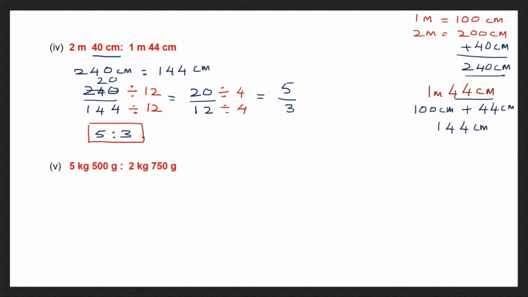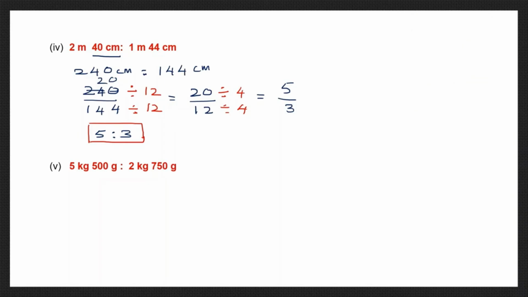Question 5. 5 kg 500 grams, 2 kg 750 grams. So let's convert them all to grams. So I have 5 kg and 500 grams. We know that 1 kg is 1000 grams, so 5 kgs will be 5000 grams, plus let's add this 500 grams, making it 5500 grams. So that is our first one.